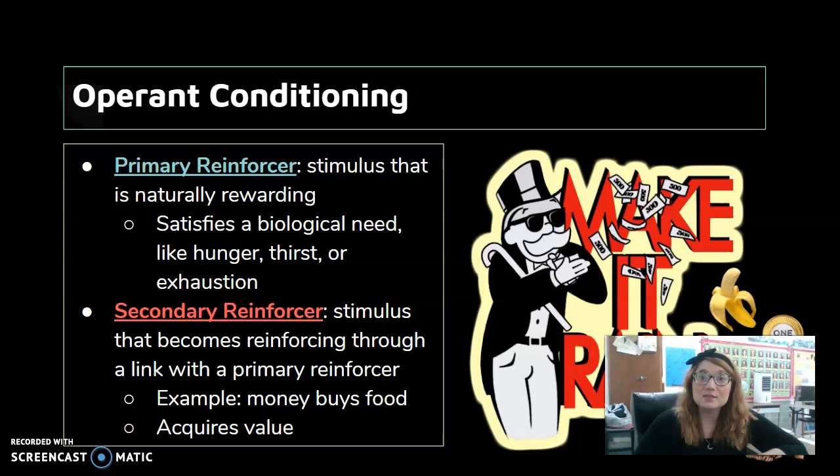Therefore, the tokens started to acquire value for them, and pretty soon the monkeys were actually fighting over tokens. Therefore, in that particular circumstance, the token was the secondary reinforcer.